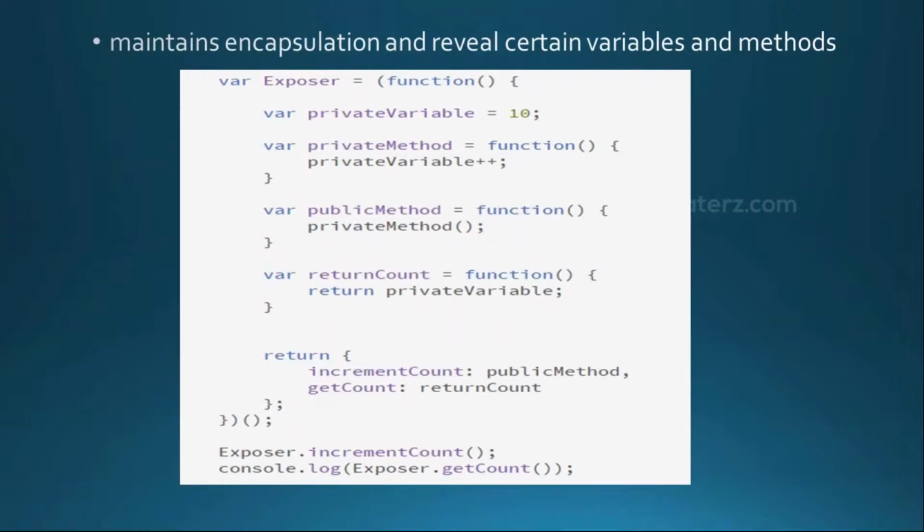Okay, like here in this example, you can check I created a self-executing function. So here you can check I declared the function keyword and then parentheses in which I declared one variable called private variable with value 10, and then a private method which will increment that private variable value. Okay, and then a public method which will internally call the private method, and a return count method which will return the private variable value. Okay, and in the last I'm returning an object literal which contains two properties, increment count and get count. Increment count contains the value of the public method and get count contains the value of return count.